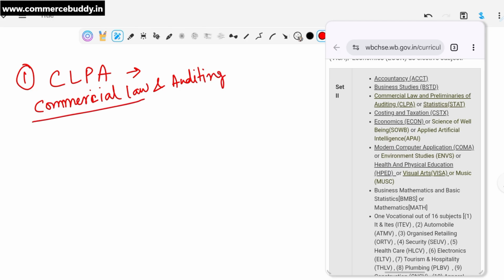Now, commercial law, we understand this is a law that the business follows. Now, what is auditing? This is a new term for us. Auditing, we can say, is a check system for accountants. If accountants are building their own books, how will they show? They will show a lot of profits, right?